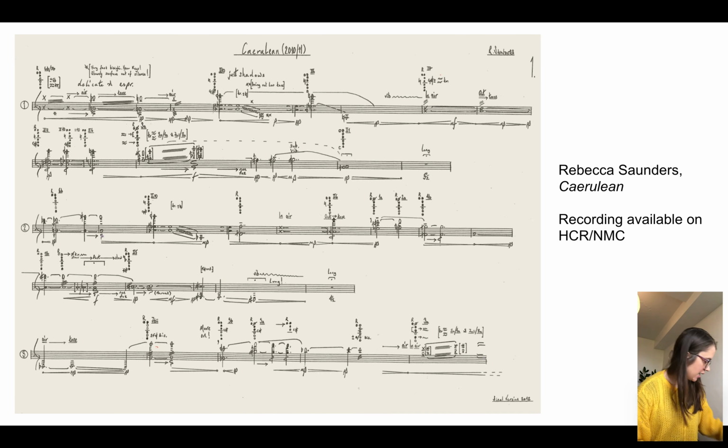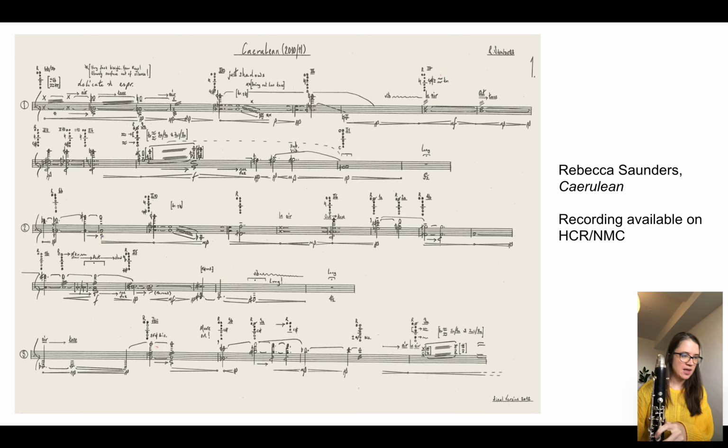And finally, a piece by the British composer Rebecca Saunders. I keep saying these pieces are fantastic, but it's because I picked them for this lecture. So you're basically getting all of my favourite repertoire here. She does some really amazing things with these multiphonics because she spent a long time working very closely with the clarinettist that she wrote this for.